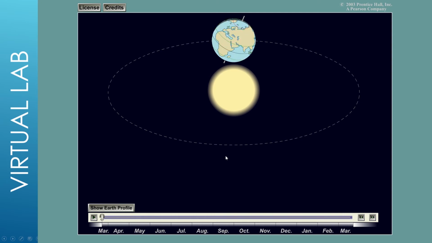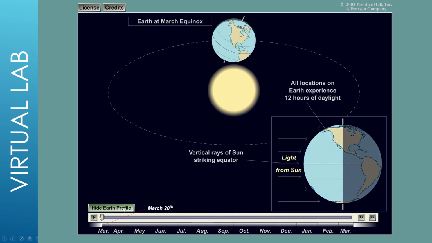Okay, so what we're going to do is take a look at how the Earth is going to be moving. So right here we have the profile of the Earth, and this is showing the vertical rays of the sun. So we're going to start here in March at the March equinox. Now, remember, this is going to be spring in the northern hemisphere, fall in the southern hemisphere, but there's not really much of a difference either way. And so I'm going to go ahead and start moving this around.